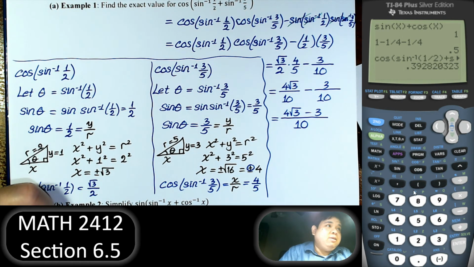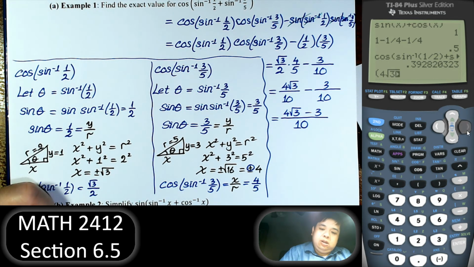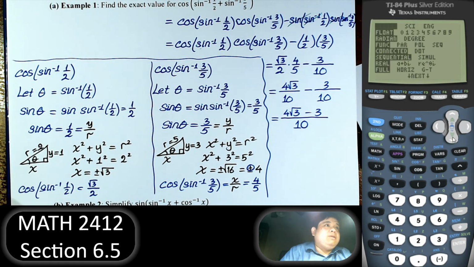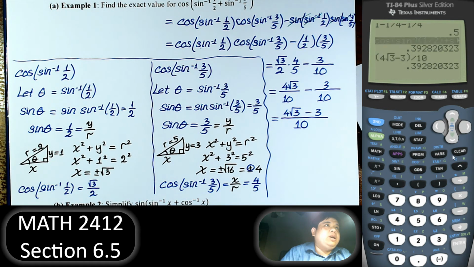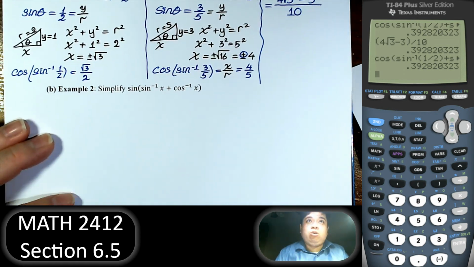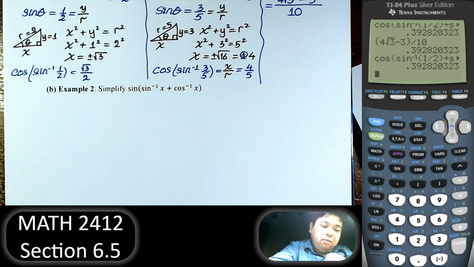So that is what we have, but is that equal to 4 square root of 3 minus 3, divided by 10? Why did I put it like that? Right, because those are the same. Now if we keep things in degree mode, and we do this again, yeah, that should be the same. So it's degrees already, and it doesn't matter. So that's what we have.